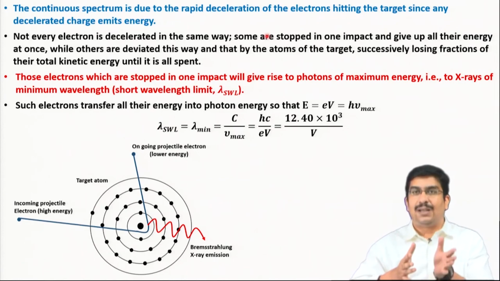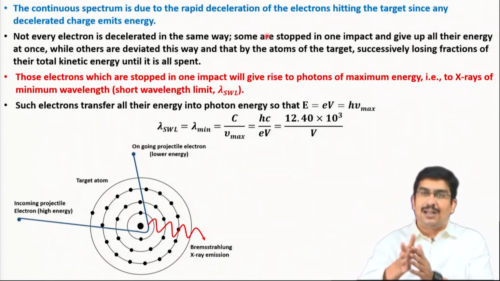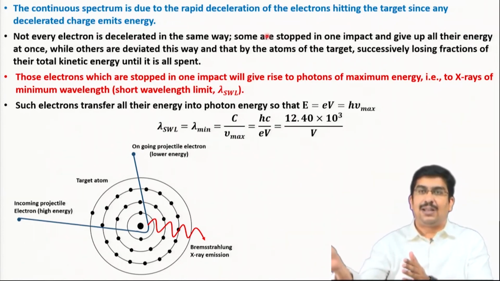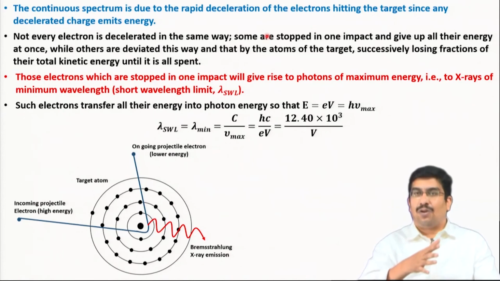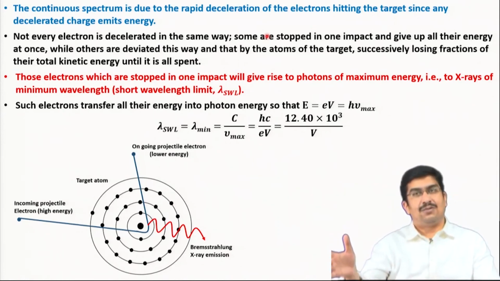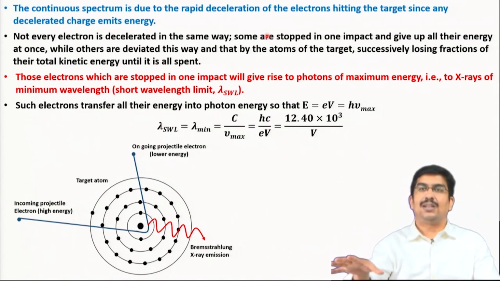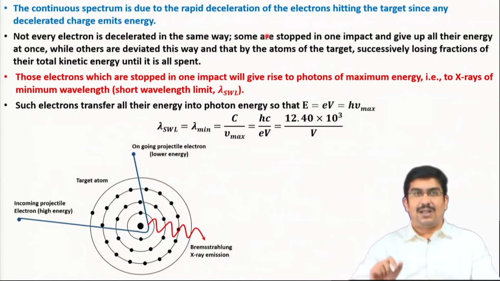Some electrons are stopping at one blow, some electrons are continuously decreasing, giving away their energy and producing the X-ray in the process. So, that is why we are having X-rays of all possible wavelengths in the continuous spectrum with different intensity, because of the stochastic nature of the process itself. So, that is the reason we are getting this continuous spectrum generation.